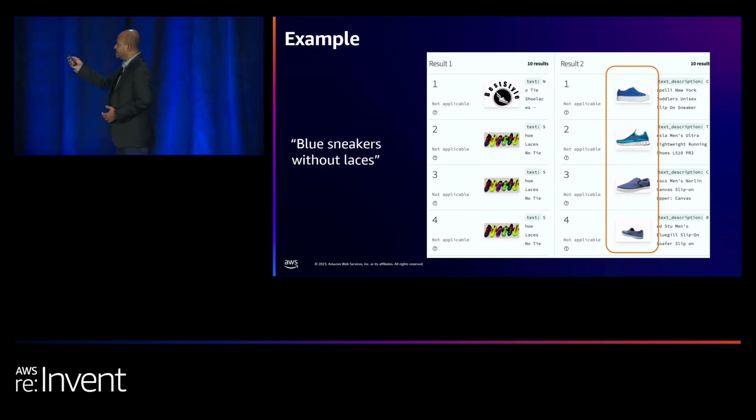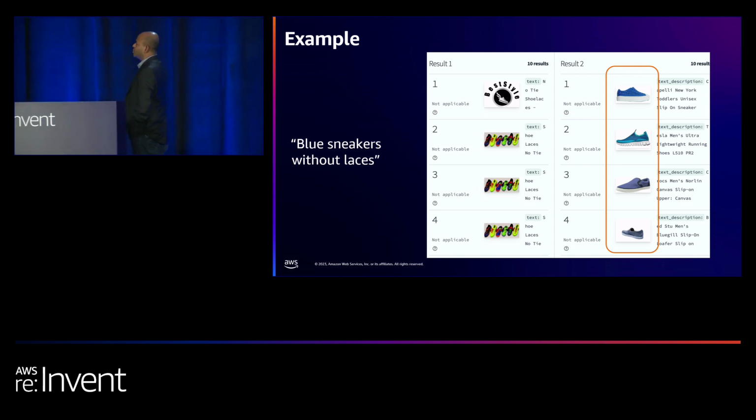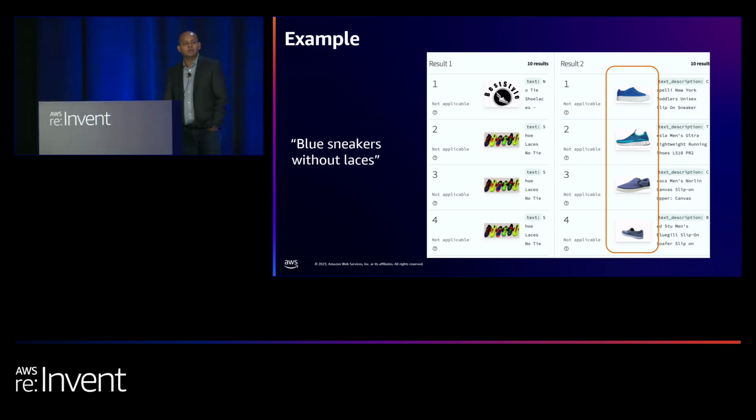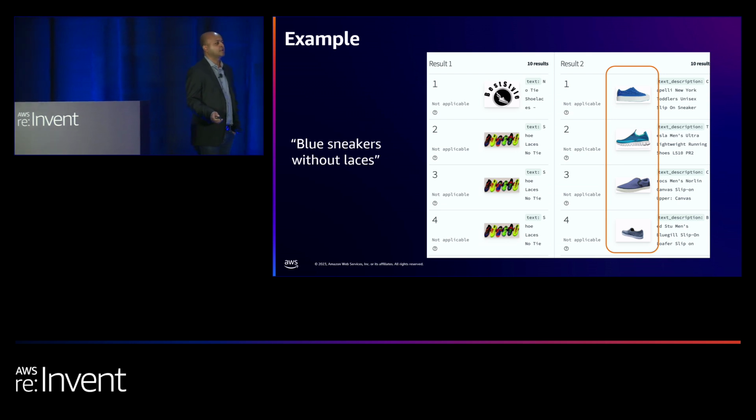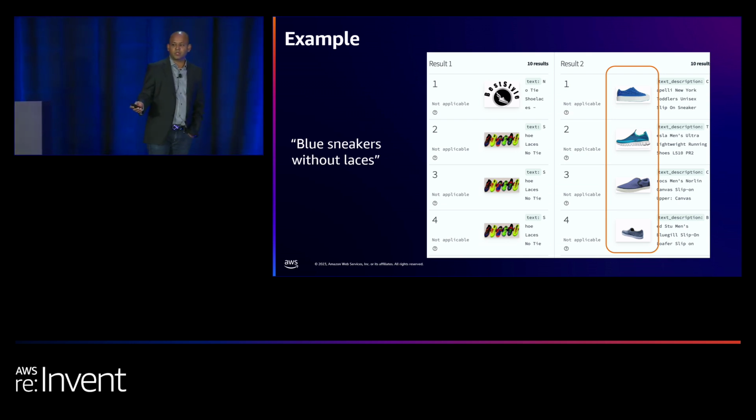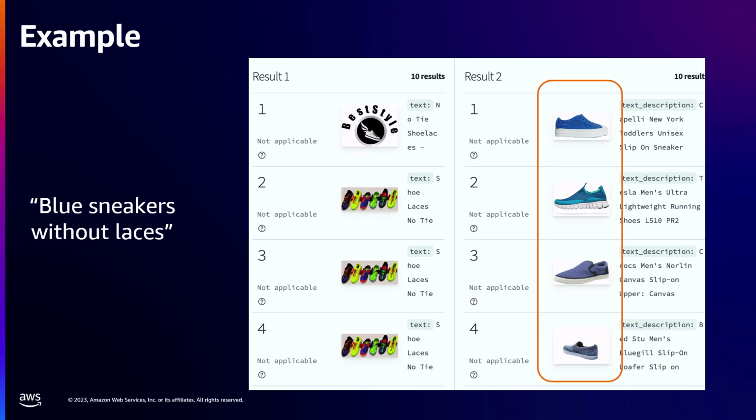Now, on the left-hand side of this image, what you see is the result for the query blue sneakers without laces using just the text-based searching, just based on the product description and using the keywords. And things like negation, like "without", are particularly harder, right? On the right-hand side, which is highlighted, as you can imagine, that's the result of our multimodal embeddings model.